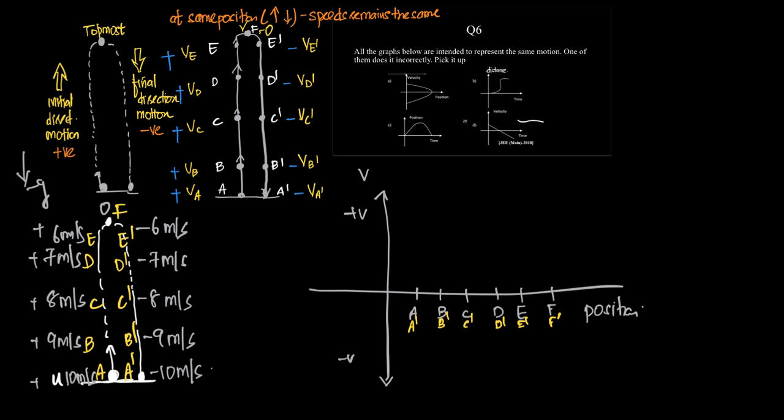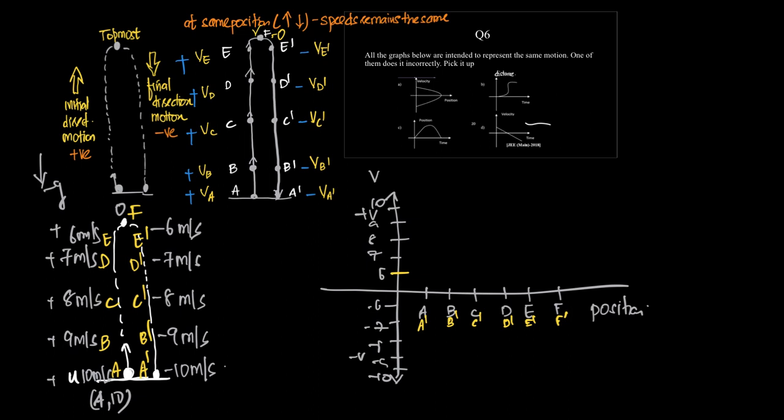Now the velocity I've taken from 10, 9, 8, 7, 6. So let's say this is 6, this is 7, 8, 9, 10, minus 6, minus 7, minus 8, minus 9, and minus 10. See, what is the first coordinate? The first coordinate is A, comma 10, right? What is the second coordinate? Second coordinate is B, comma positive 9. The third coordinate C, comma positive 8. All right. So just let us plot that A, comma 10.